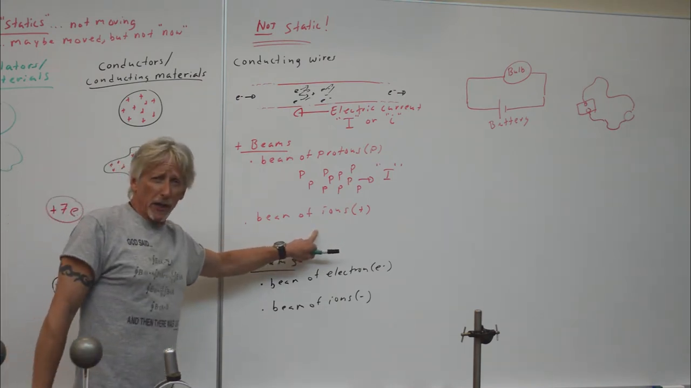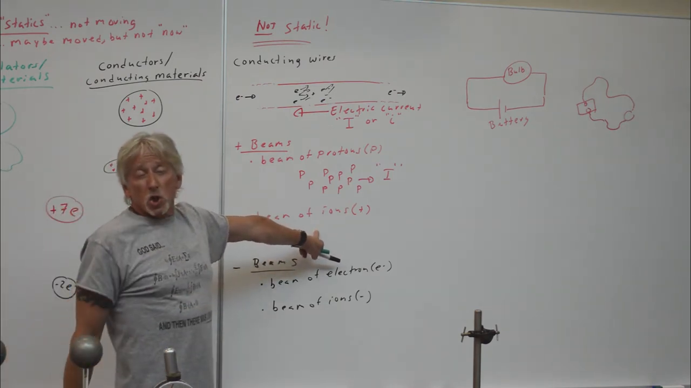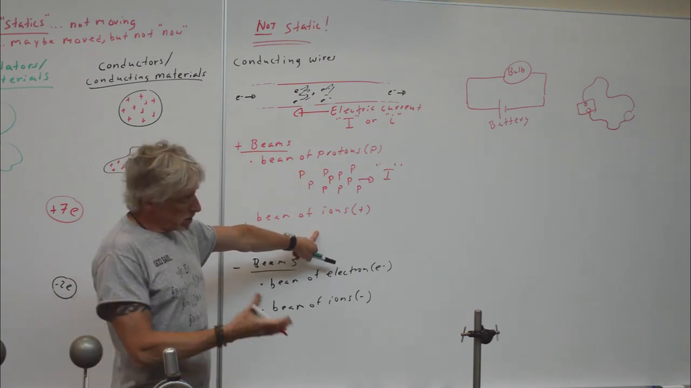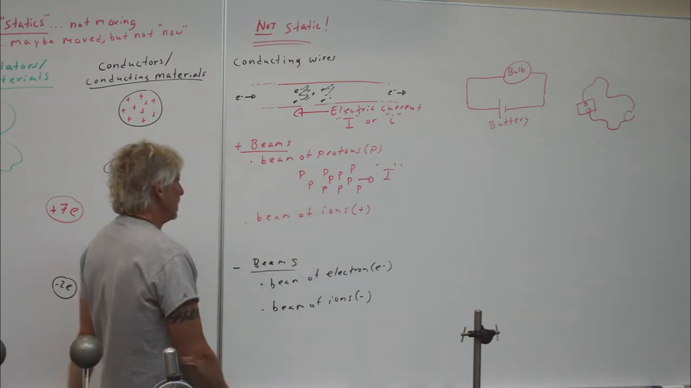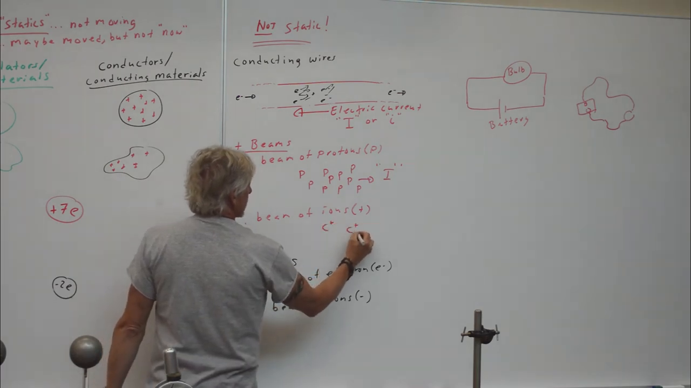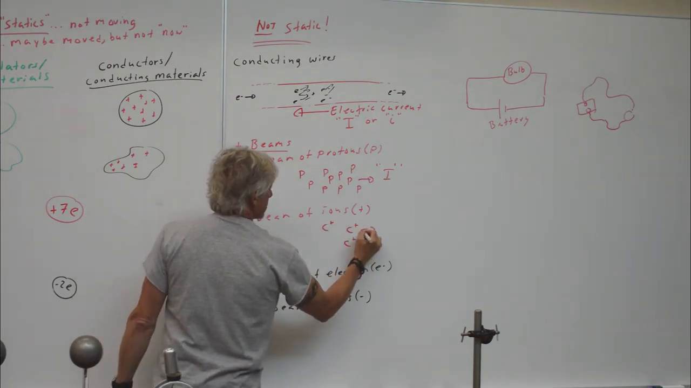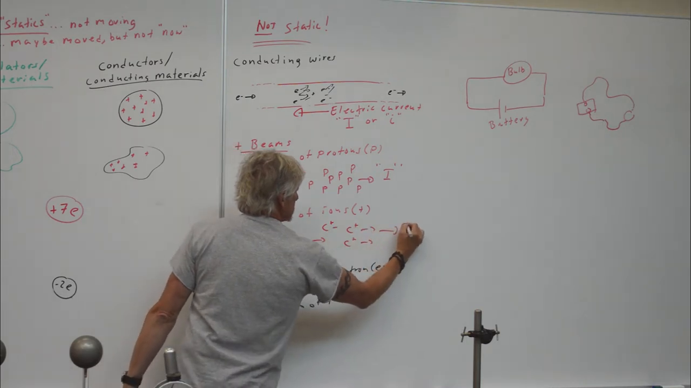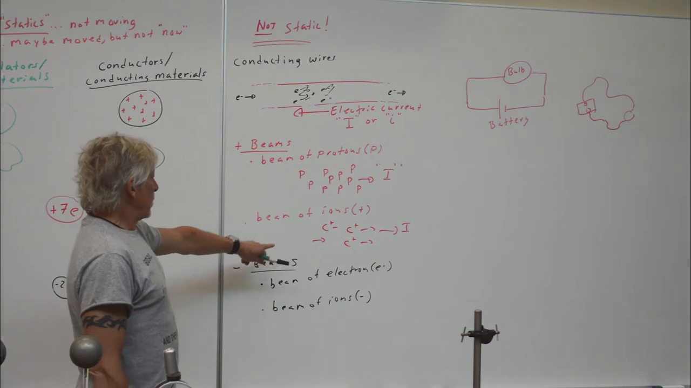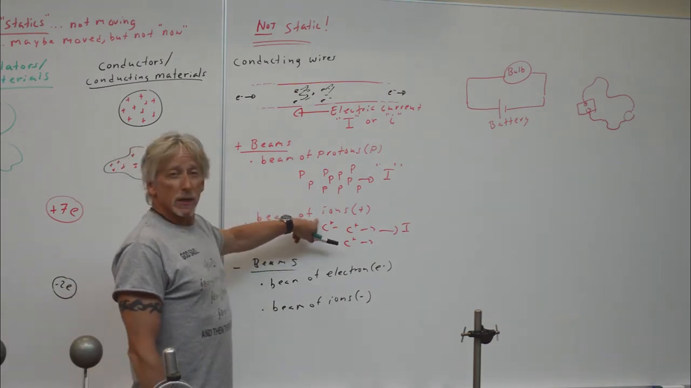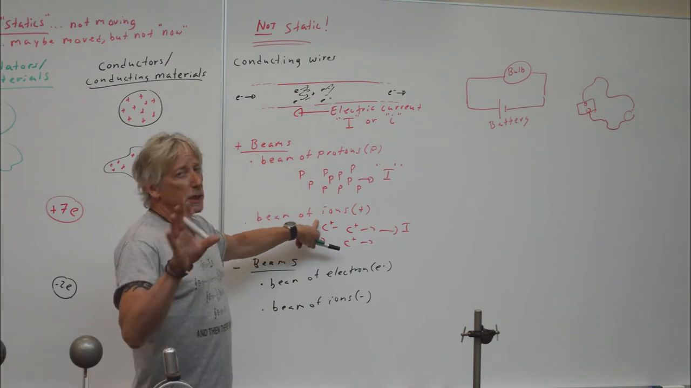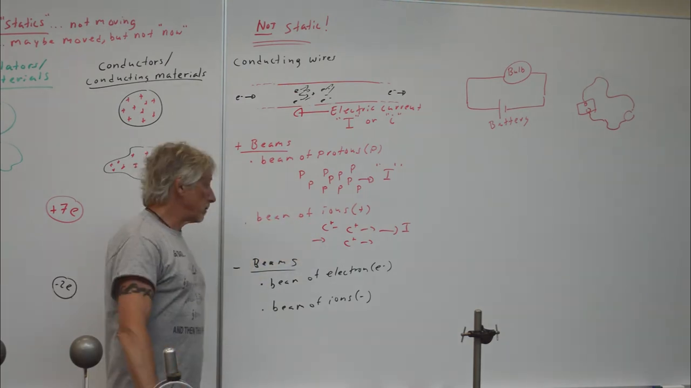You could also have a beam of ions. So whatever, take a bunch of carbon atoms, and how do you make it positive? Take the electrons away. So you've got a bunch of positive carbons, right? Positive carbon atoms flowing this way, and again, I is that way. If you have a gas of ions, then we talk about plasmas and all kinds of cool stuff. Just laying the foundation, don't overwhelm.